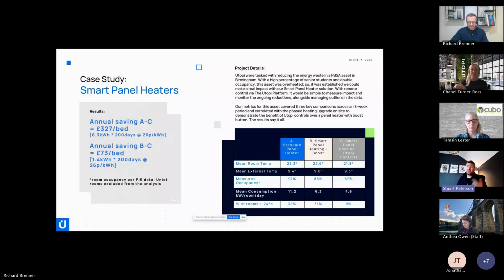So we saw a 30% reduction in overheated spaces, so great, maximising resident experience and resident comfort, and then a further saving of £73 per bed over a heating season. So really positive story, the kind of before, what the original intervention was, and then what the second, advanced technology intervention looked like. Richard, if you could skip to the next slide.